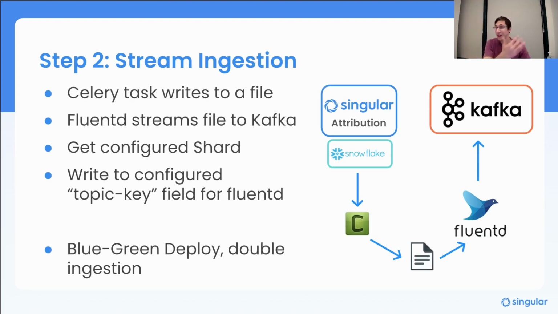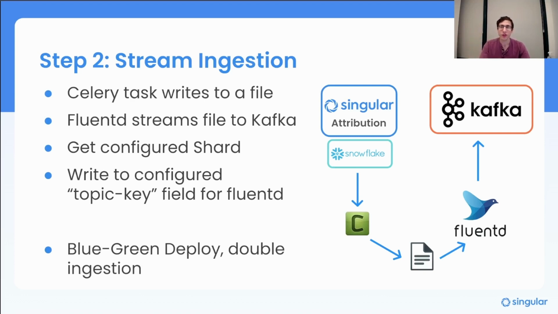So that allows us, during the aggregation task, to query for the customer's configured shard, and then write that as the value in the topic key. Fluent would then read the file, read the record, see which topic to send it to, and send it to the correct topic in Kafka. And just like that, we have dynamically set which topic and which data source it's eventually going to get to.